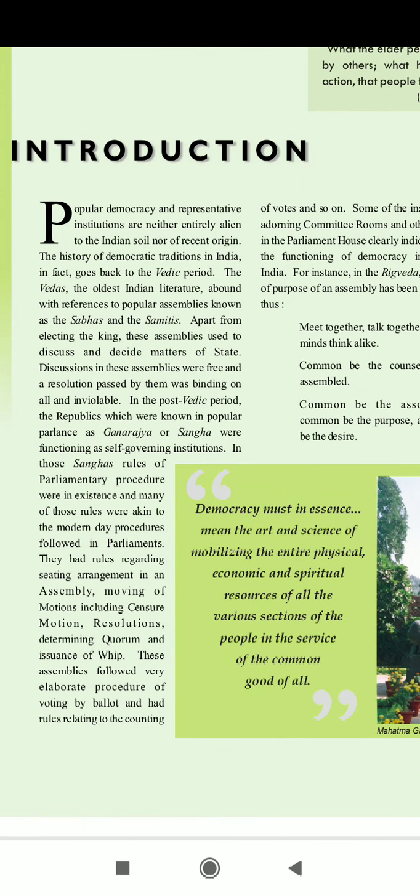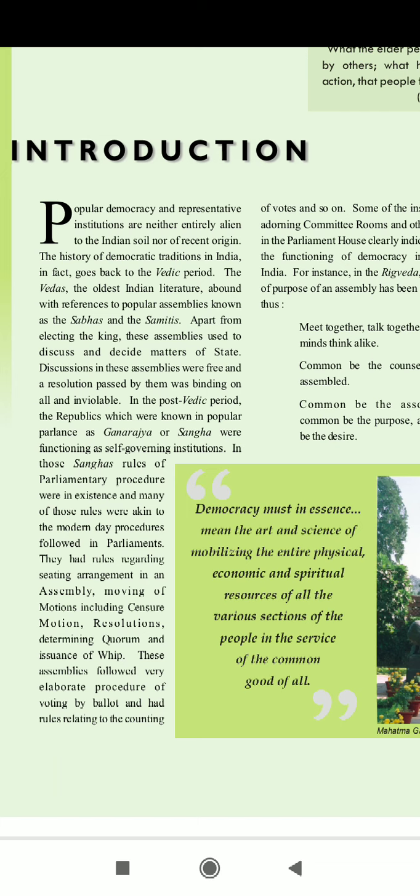the parliamentary system of India is nothing new to the nation, because the history of democratic traditions in India in fact goes back to the Vedic period. The Vedas, the oldest Indian literature, abound with references to popular assemblies known as sabhas and samitis. So earlier during the period of Vedas, we had the assemblies to take care of the nation's activities. We had sabhas and samitis. These popular assemblies were known as sabhas and samitis.